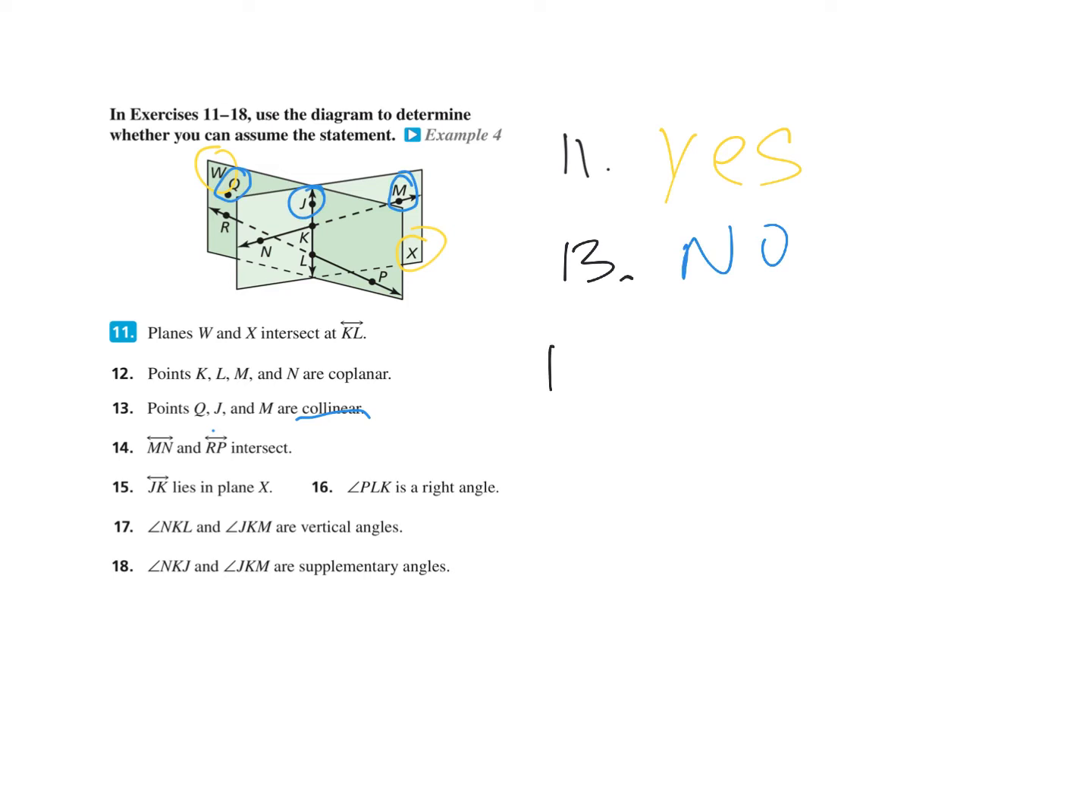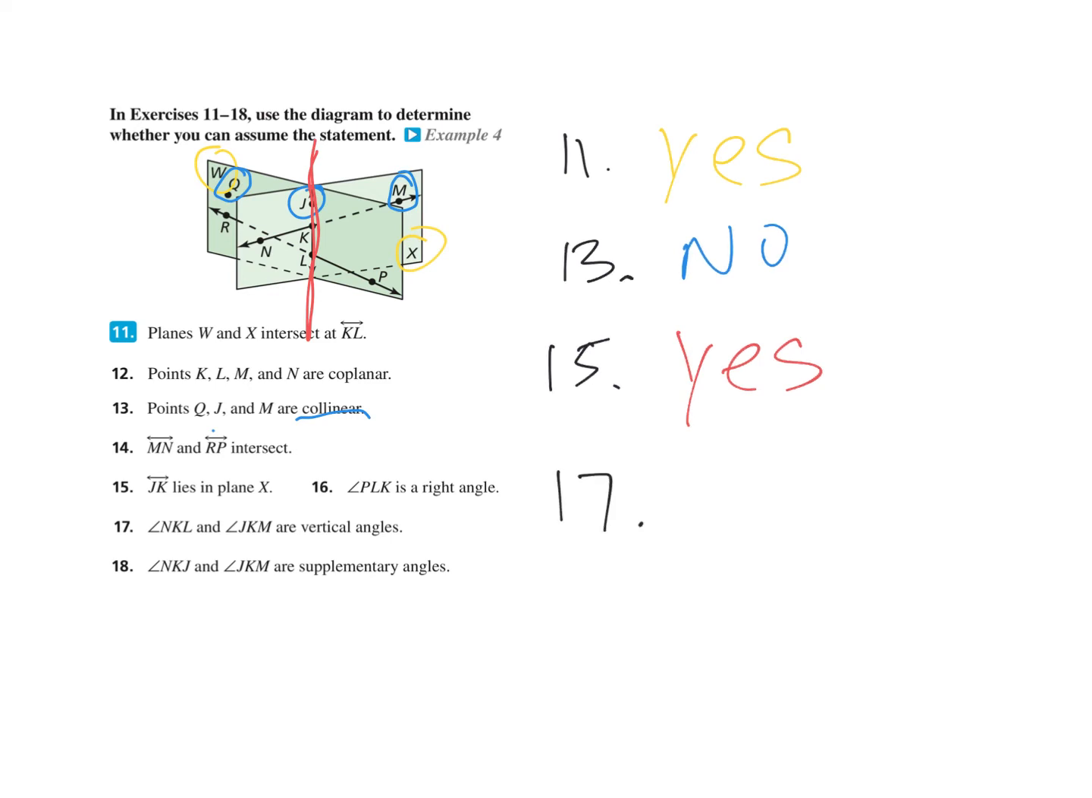All right, and then number 15, line JK. So this was the original line we were doing here. Line JK, in red here, lies in plane X. Well, any intersection of all the planes, that line is in all of the planes. So that would be a yes, because that's the intersection of all the planes. And so now we go to 17.